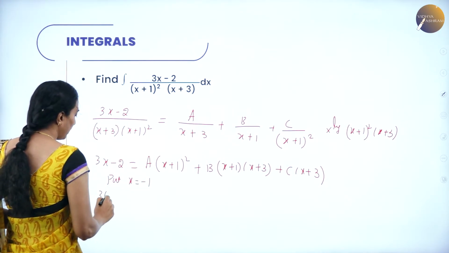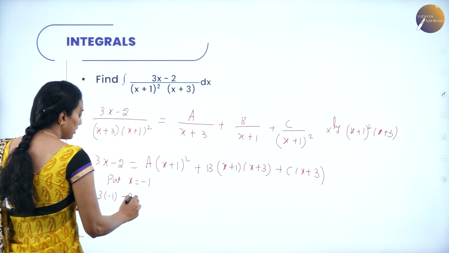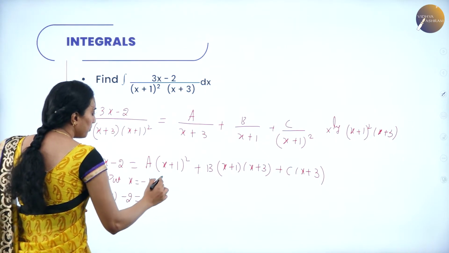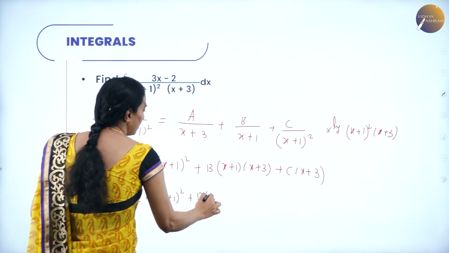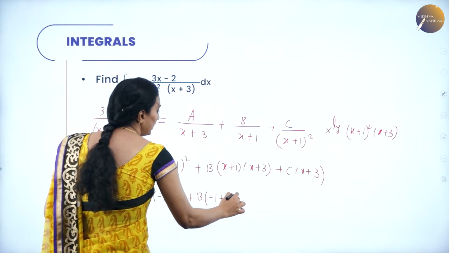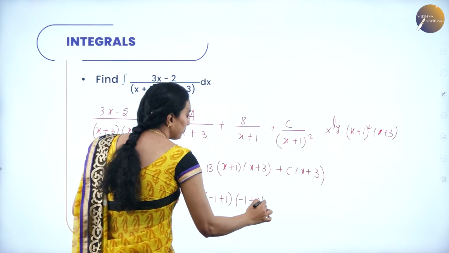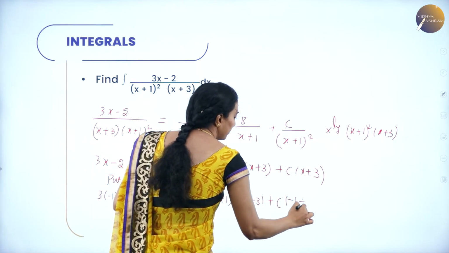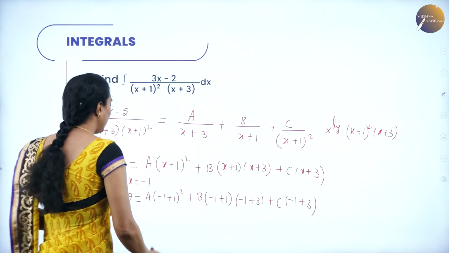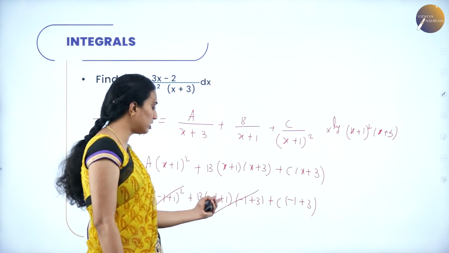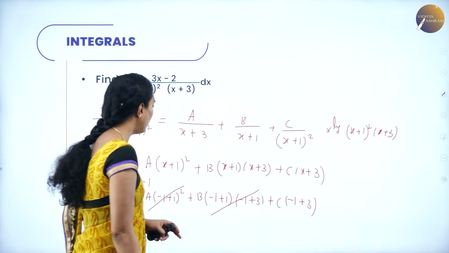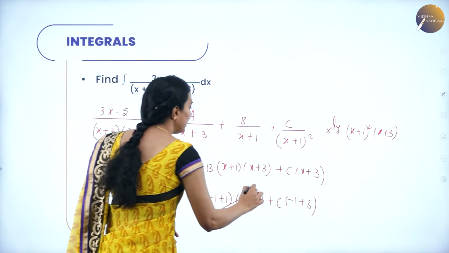So 3 into minus 1 minus 2 is equal to a into minus 1 plus 1 whole squared plus b into minus 1 plus 1 into minus 1 plus 3 plus c into minus 1 plus 3. Now these two terms will go because they come to 0. Minus 1 plus 1 is 0, and 0 into anything will be 0. So therefore these 2 terms will be 0.